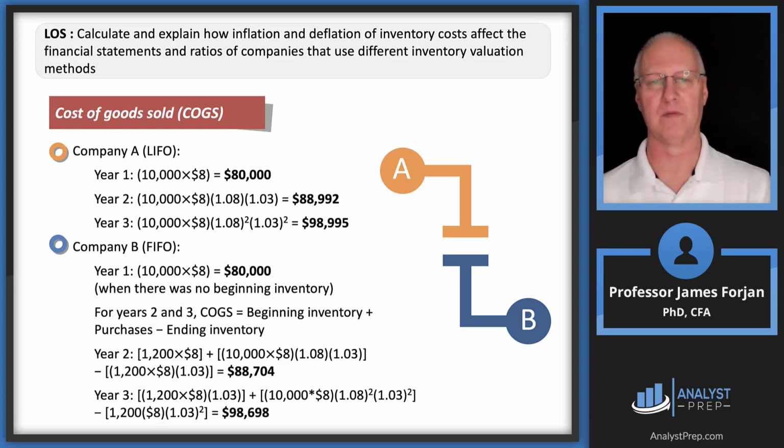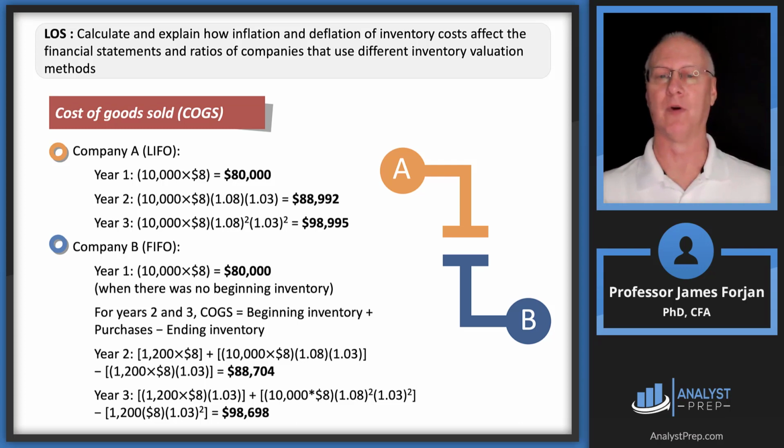And so we do that, raise it to the 1 power in year 2, raise it to the 2 power in year 3, and we get 88,992 and 98,995. So that 80,000 for year 1 under FIFO and LIFO is identical. But then what we need to do is bring back that formula for years 2 and 3.